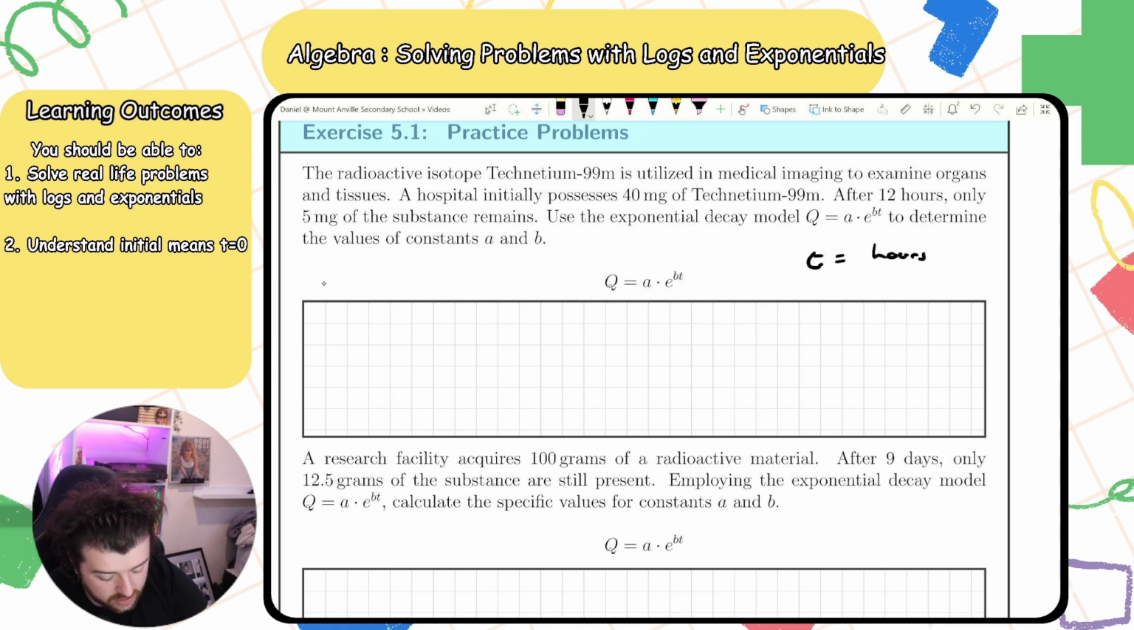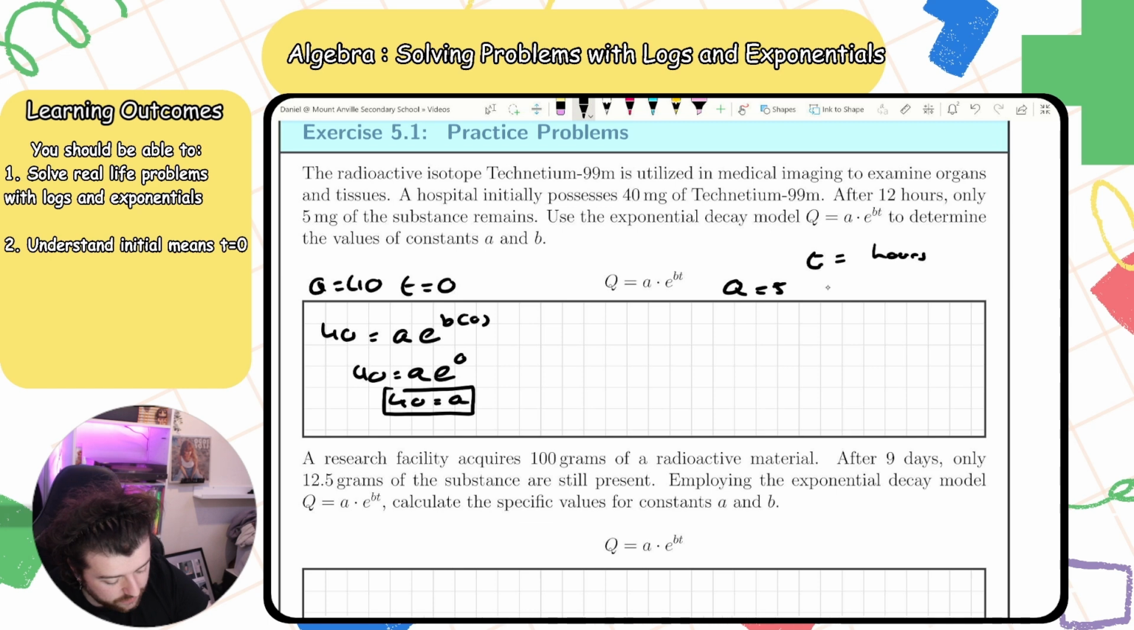So I know, first of all, initially, the quantity is going to be 40 when time is equal to 0. So I have 40 equals A times e to the b times 0, which is 40 is equal to A times e to the 0, which is 40 is equal to A times 1, which is A. So 40 is equal to A. Next one, I have the quantity is equal to 5 when time is equal to 12. So 5 is equal to 40 e to the b times 12.